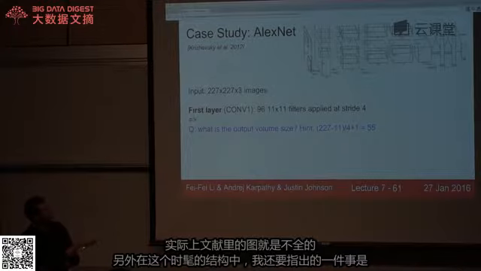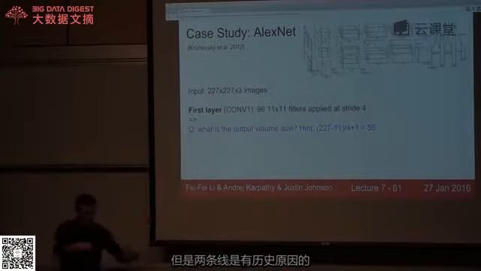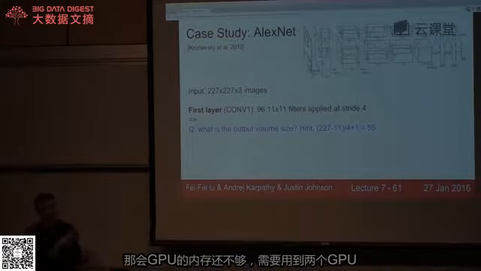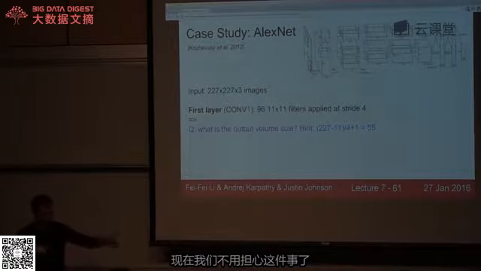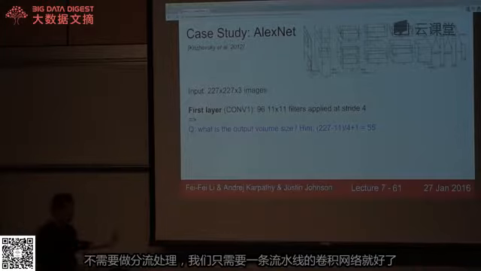Another thing to point out is it has this funky architecture where you have 2 separate streams. It's kind of hard to see, but there are 2 separate streams that compute similar things. That's mostly a historical reason, because at this time, GPUs were not very good, with not a lot of memory, so Alex had to split the convolutional network across 2 separate GPUs. So he had 2 separate streams of all these convolutional layers on 2 GPUs. But we're not going to worry about that, so we're going to talk about a simplified AlexNet. Suppose we did not have that concern, and we just have a single stream of ConvNet.